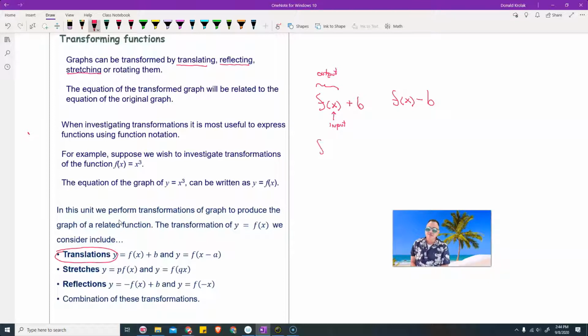Then the other thing that we're going to take a look at is, what if you do something to the input? So instead of adding something on the outside, we added something to the input, then plugged it into the function, and then the other option would be, what if you subtract something from the input? What is that going to do to the function? So it's important to realize when you're doing something to the input and when you're doing something to the output, because that's how you determine what's going to happen to the function.